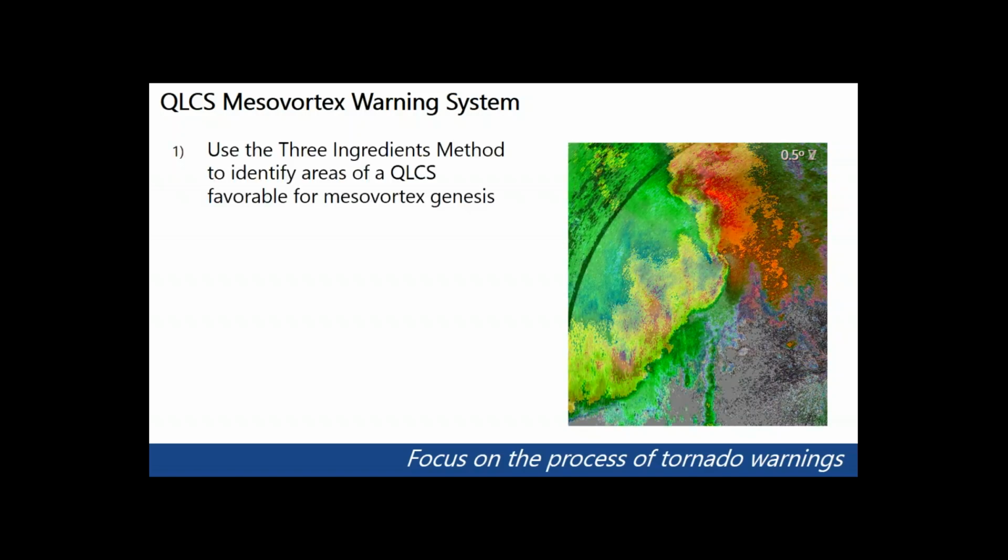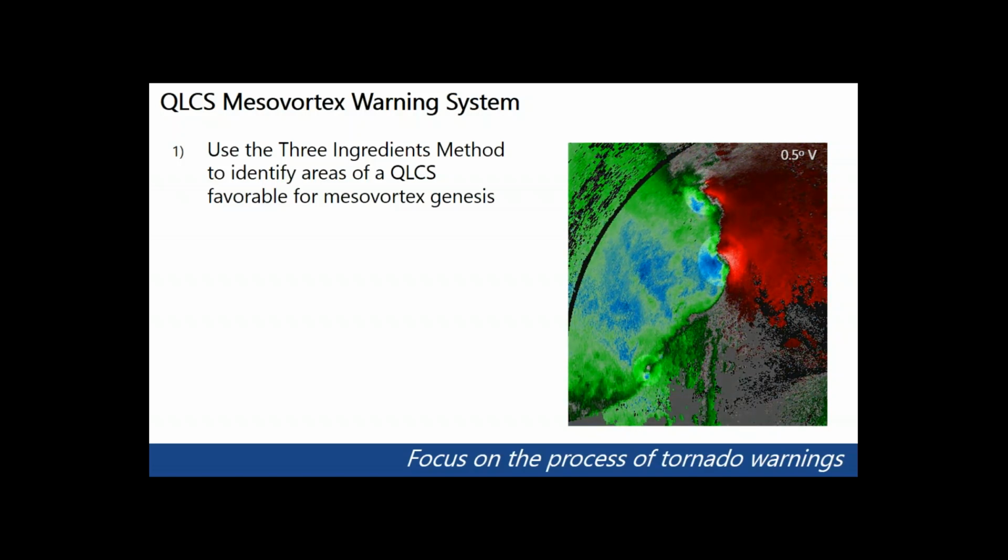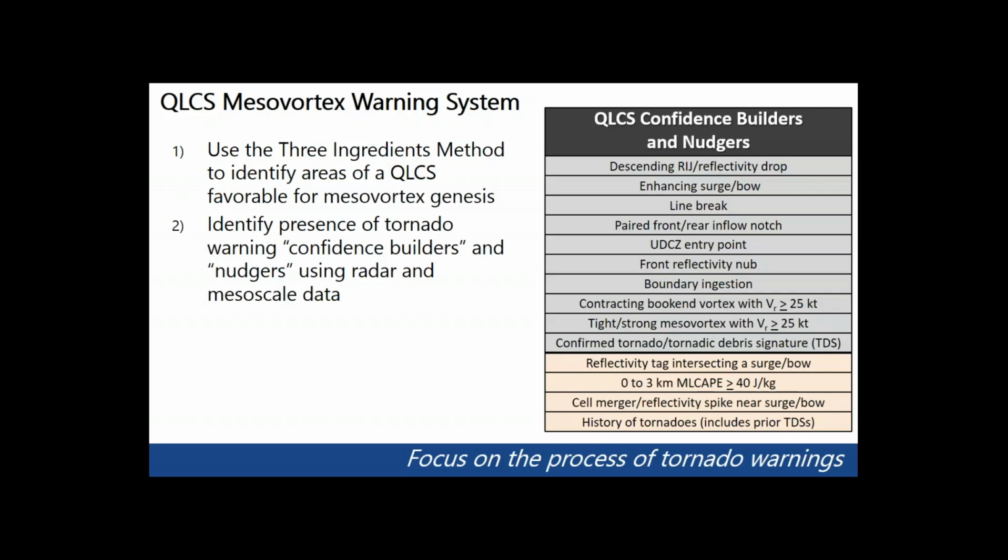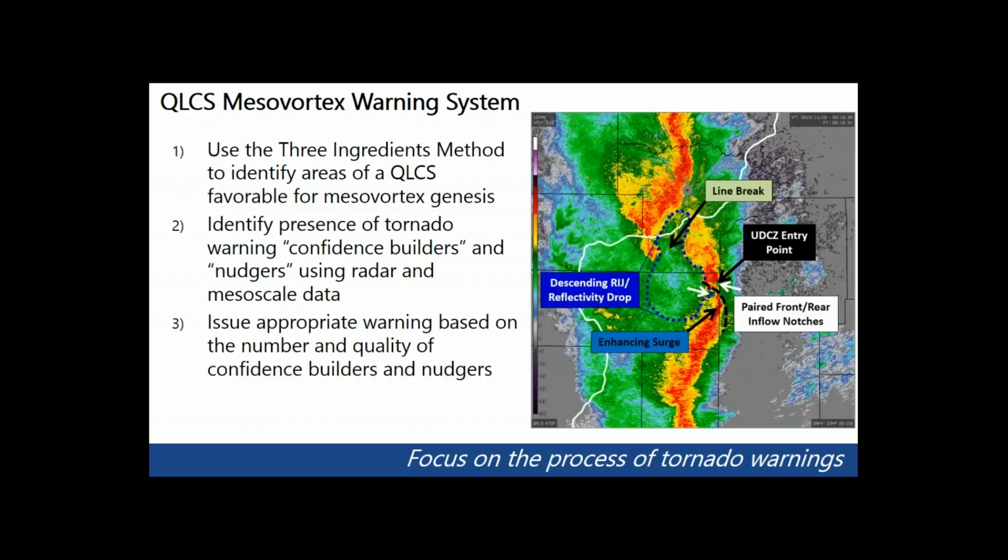In FY18, hopefully everybody's gone through these, we developed a training series on step 1 of this process via use of the 3 ingredients method for identifying areas of a QLCS favorable for mesovortex genesis. This includes application examples showing increased probability of a tornado. Now, we do briefly introduce step 2 within this training series. It uses confidence builders and nudgers to help identify increased risk of tornado development, but we really wanted to provide greater detail via additional modules on these features in order to assist the warning meteorologist with step 3 of this process, where you issue an appropriate warning based on these signals.